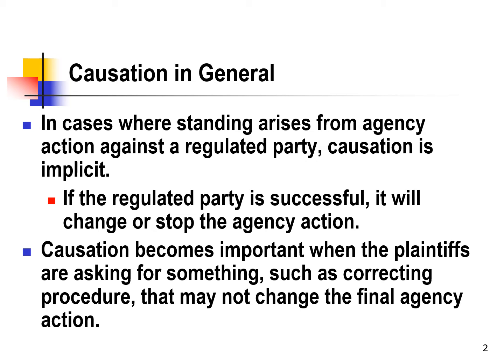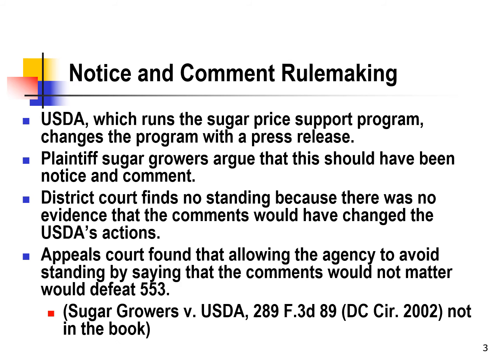Causation really becomes important when the plaintiffs are asking for something that will not necessarily change the final agency action. Most typically, this occurs in the procedural rights cases. While not in the book, there's an interesting case where the agency tried to avoid notice and comment rulemaking by saying that it wouldn't change the final rule that the agency would make if it took comments. The courts rejected this argument, saying that if the agency could just say that notice and comment rulemaking wouldn't affect its decisions, it could effectively gut the 553 requirement for rulemaking.